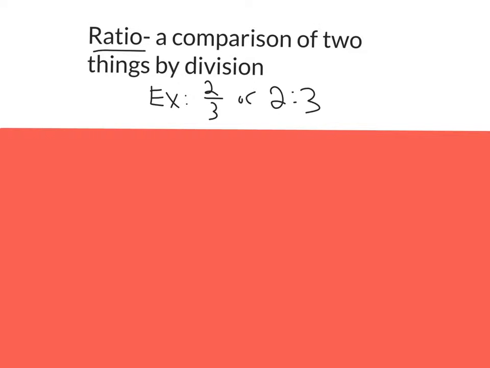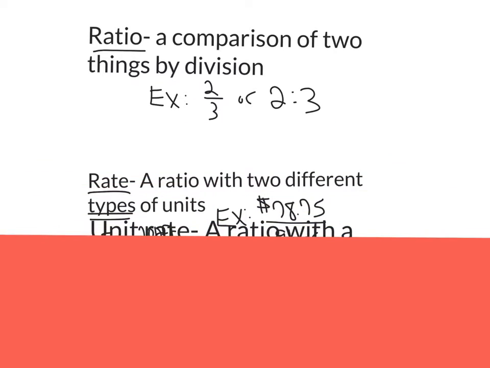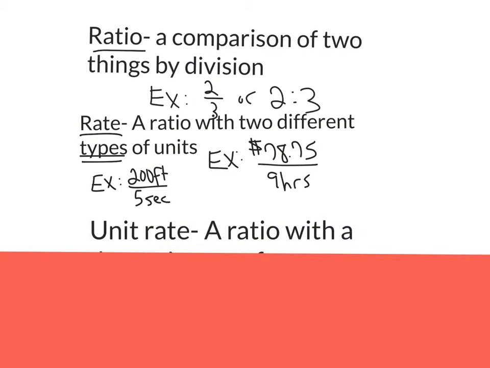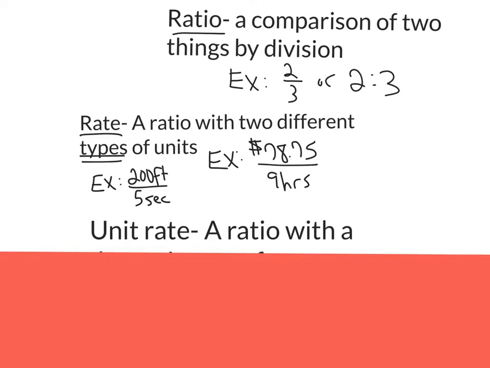A few definitions we're going to talk about before we get going. First of all, a ratio is a comparison of two things by division. For example, 2 over 3, maybe 2 pens for 3 pencils or something like that. We can also write it with a colon in between, which means 2 to 3. So that's a ratio.